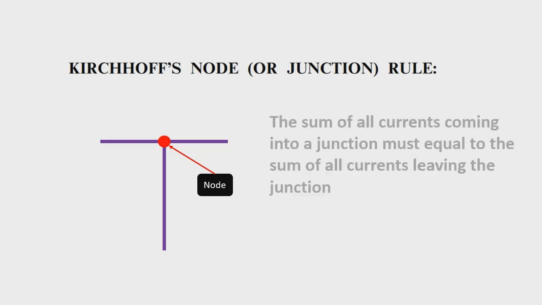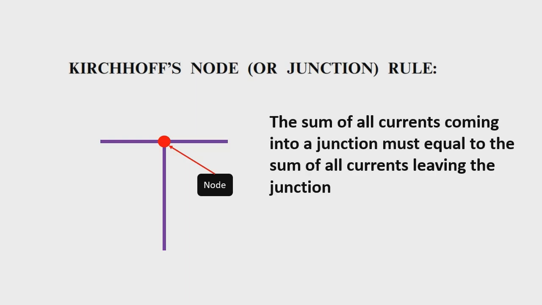This is called Kirchhoff's node or the junction rule. Supposing there is a junction in a particular circuit. This is the junction right there. According to Kirchhoff's node or the junction rule, the sum of all the currents coming into a junction must equal to the sum of all the currents that are leaving the junction.